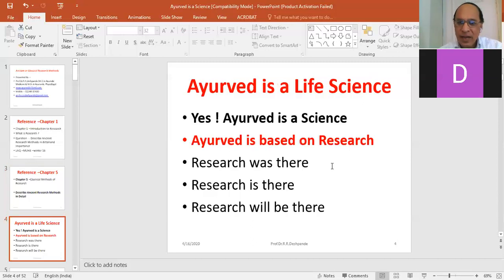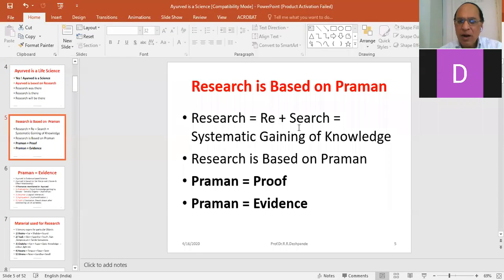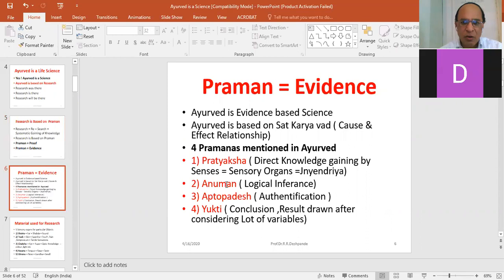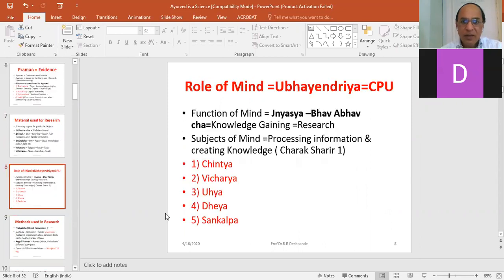Ayurveda is a life science. Ayurveda is based on research. I'm just going fast. Research is based on pramana, and pramana means evidence. These are the four pramanas: pratyaksha, anumana, aptopadesha, and yukti. The materials that Ayurveda has used for research are shrotra, tvak, chakshu, rasana, and ghrana. Then there is the role of mind as an ubhayendriya, like a CPU, with chintya, vicharya, uhya, dhyeya, and sankalpa. These are the subjects of the mind.